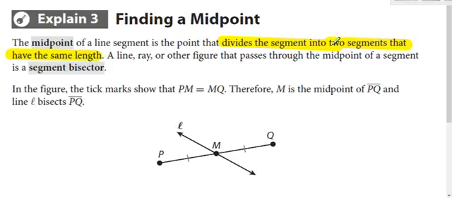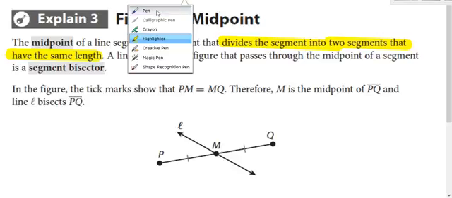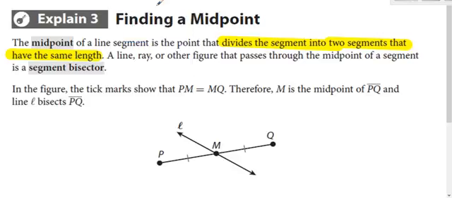Then if there is more than just a point, if it's like a line, like we have right here, we have line L going through it. If that's what goes through the midpoint and cuts it in half, that's called the bisector. If it does the cutting in half, it's called the bisector. So the segment bisector is a line, a ray, or anything else that passes through the midpoint of the segment. So if it passes through the midpoint, it's a bisector, the segment bisector.